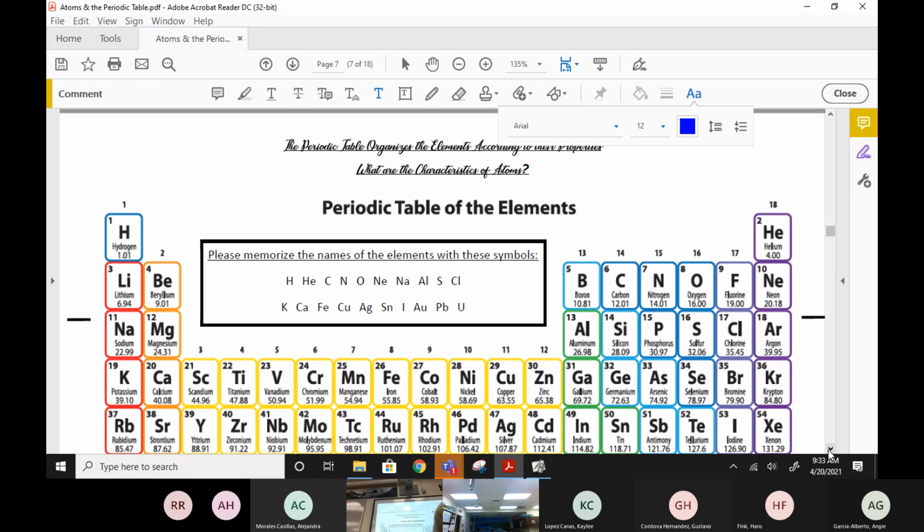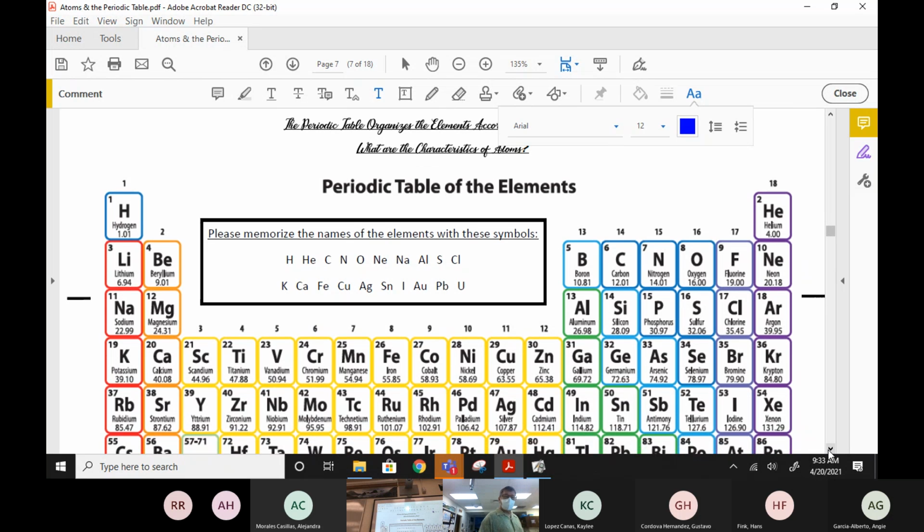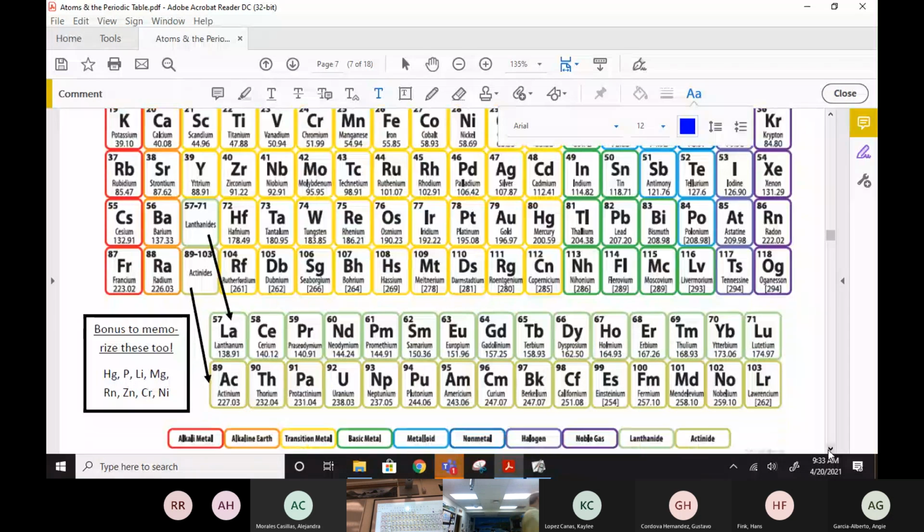If you want, there's also some extra credit ones that I listed down here on the bottom left of the periodic table. Some bonus ones. So we're going to make physical flashcards, but I've also made a Quizlet for you. There is now a join code on Teams, and you can also study these guys on the Quizlet. It includes the extra credit ones as well as the required ones.